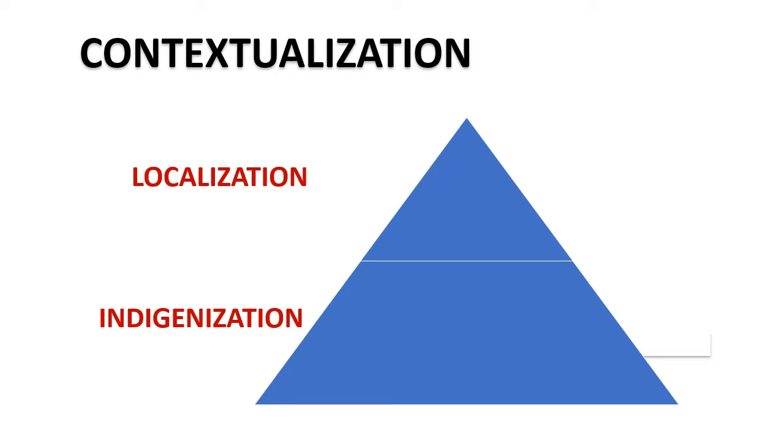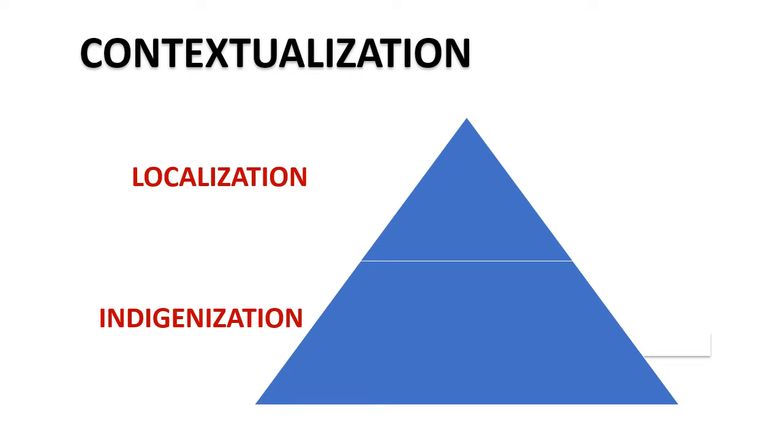So there are 2 degrees to contextualize. We have the localization and the indigenization. If you could notice, if the contextualization is a triangle, localization is the tip of the iceberg, or the tip of the triangle, and indigenization is the one that is known as the bigger part, which is the foundation. So it is a bigger part of our contextualization.